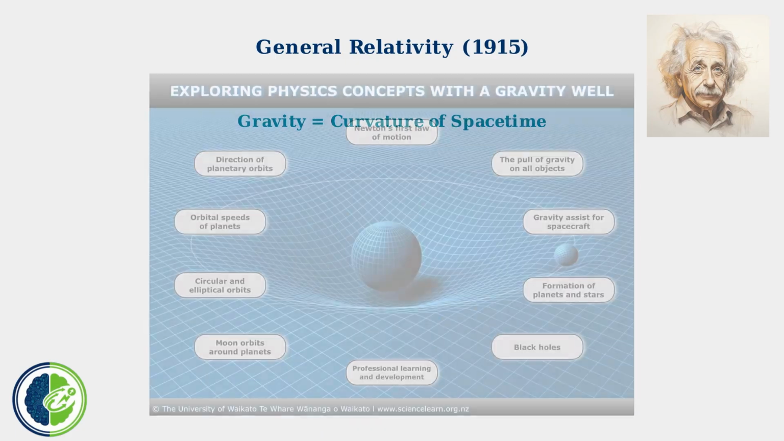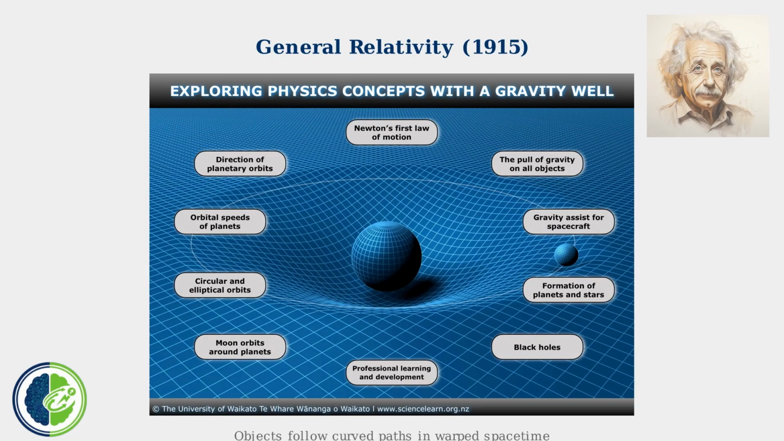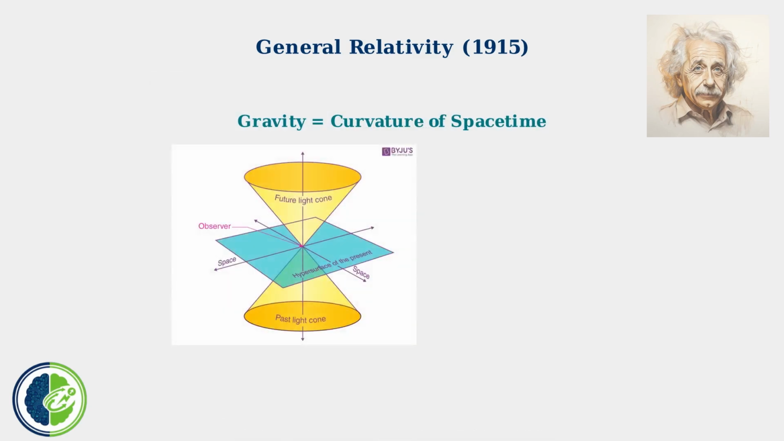This visualization shows how massive objects create wells in spacetime. The larger the mass, the deeper the well. Objects moving through this curved spacetime follow these curves, which we perceive as gravitational attraction. This explains why objects fall toward Earth. They are not being pulled by a mysterious force, but rather following the natural curves in spacetime created by Earth's mass. This elegant geometric description of gravity has profound implications for our understanding of the universe.